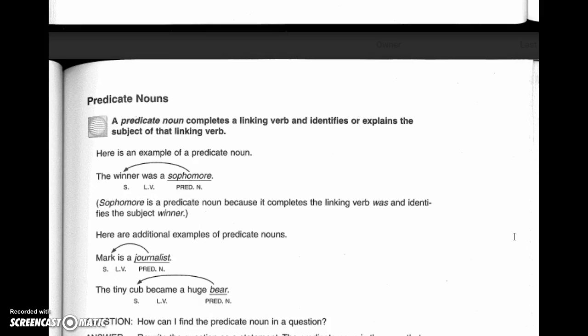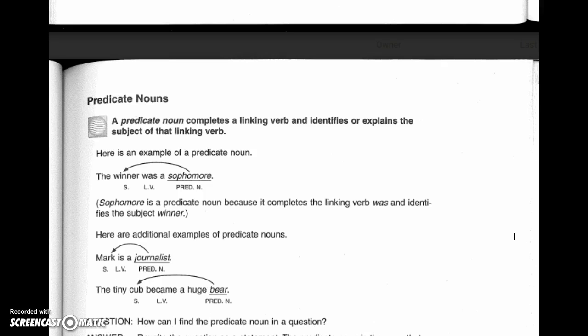Activity 12 is going to be about something called predicate nouns. We learned about predicate adjectives, the complements that are adjectives used with linking verbs. A predicate noun completes a linking verb and identifies it with the subject of the linking verb. So instead of an adjective that links back, now it's a noun. An example: "The winner was a sophomore." Was is a linking verb, and it links winner with sophomore. Sophomore is a noun, not an adjective, so that's why it's called the predicate noun.